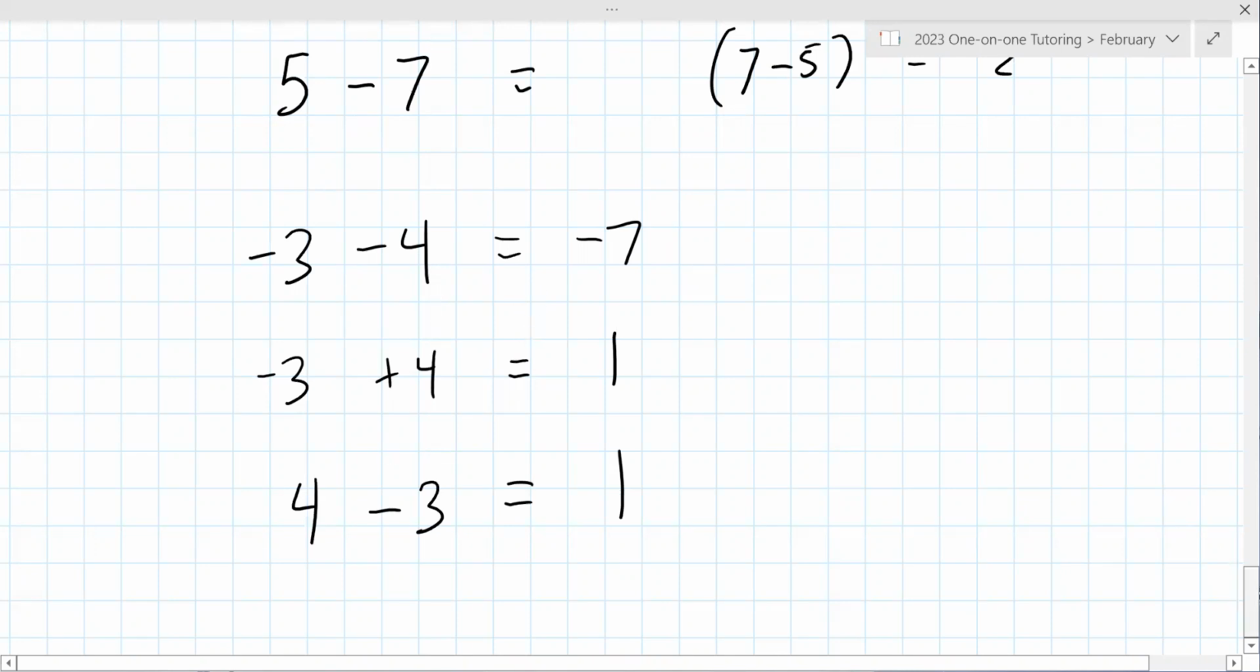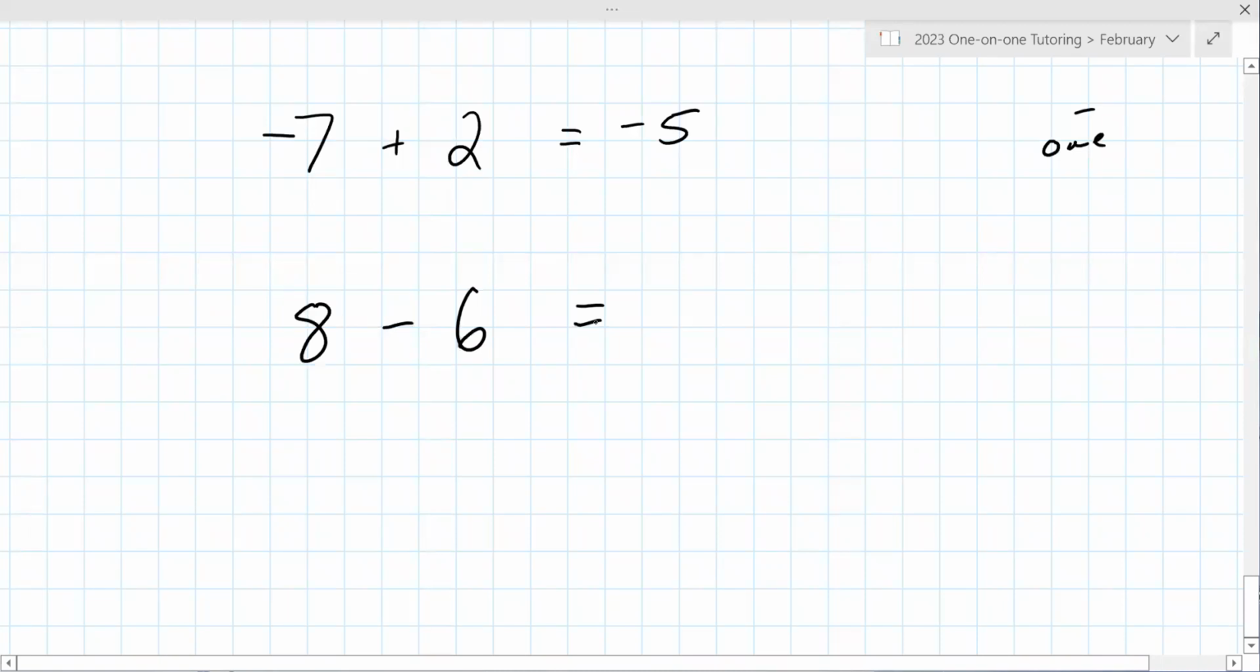So let's try another one here. You owe someone $7 and you give them $2. What is the net result of this? You owe them $5. Okay, so typically I think of owe as being negative. You have $8 and you buy something for $6. How much do you have left over? 2.